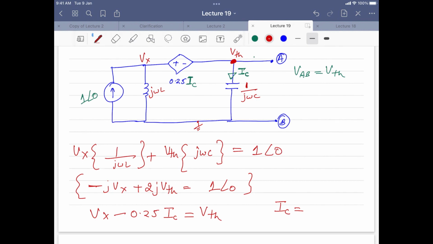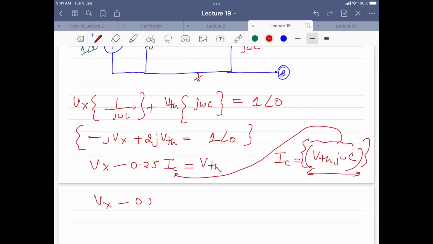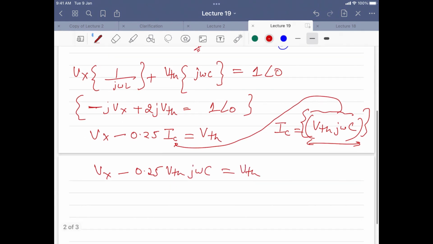Can anyone tell? IC is the current into the capacitor, 2J VTH. Will it be or not? Okay, so what you can do now is substitute this IC back in this equation. Once you do that, it is minus 0.25 VTH j omega c is equal to VTH, and then from here you can calculate Vx as VTH times 1 plus 0.25 j omega c. You can write like this, okay?